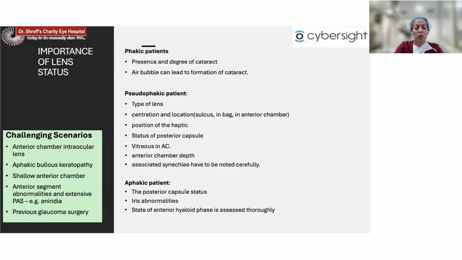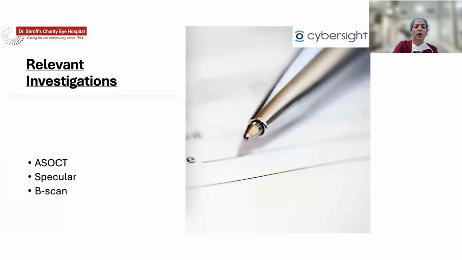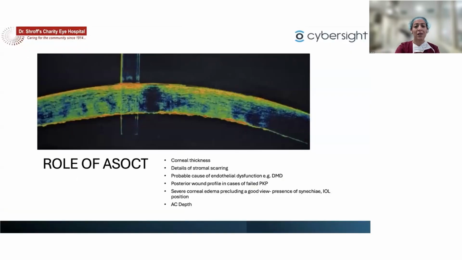Also, consider a patient where an IOL exchange may be required, because if you have an unstable IOL, it's always better to first take out the lens, put in a stable intraocular lens, ensure that a nice bubble can be maintained in the eye, and then proceed with the DSEK. What are the investigations that you need in these patients? An ASOCT, a specular microscopy for diagnosing the patient, and a B-scan for the posterior segment status.